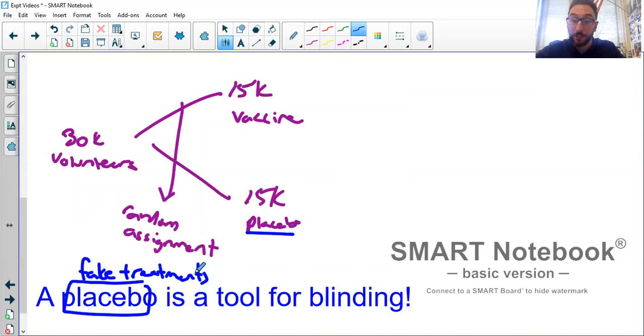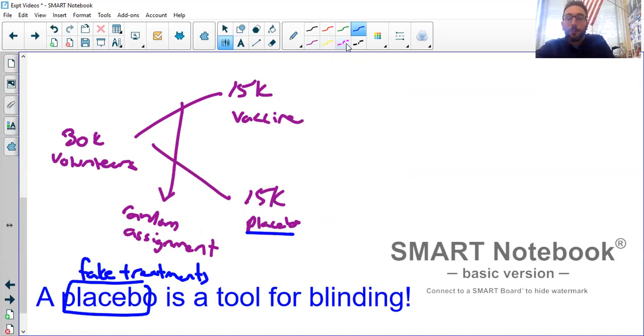And we want to use that so that people don't know if they were in the vaccine group or the not vaccine group. If I just didn't give them any vaccine, they'd notice, and then they would not be blinded. So we use this placebo, right? Everyone just got a shot in the arm. They don't know if it was the actual vaccine or not.